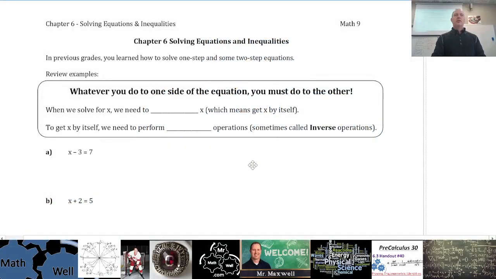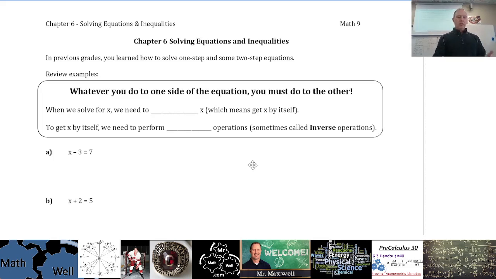All right, Math 9, Chapter 6, here we go. We are talking about equations and inequalities. We'll talk more about inequalities later in the chapter, but we just got finished talking about linear equations and polynomials. So now we're going to be solving equations.